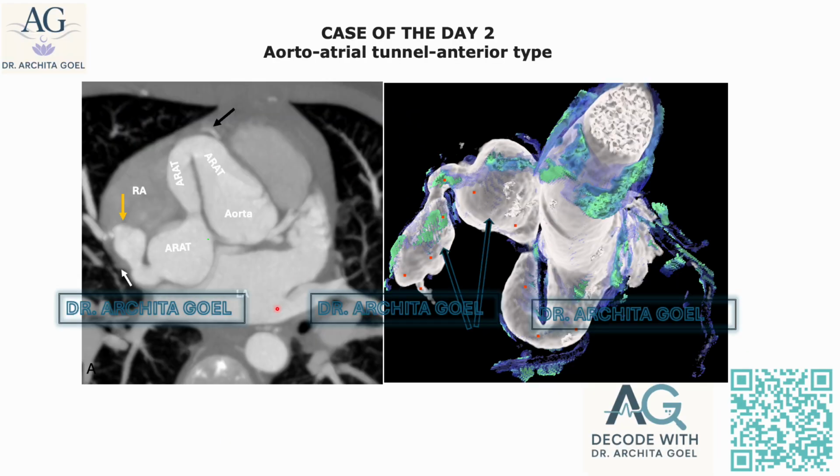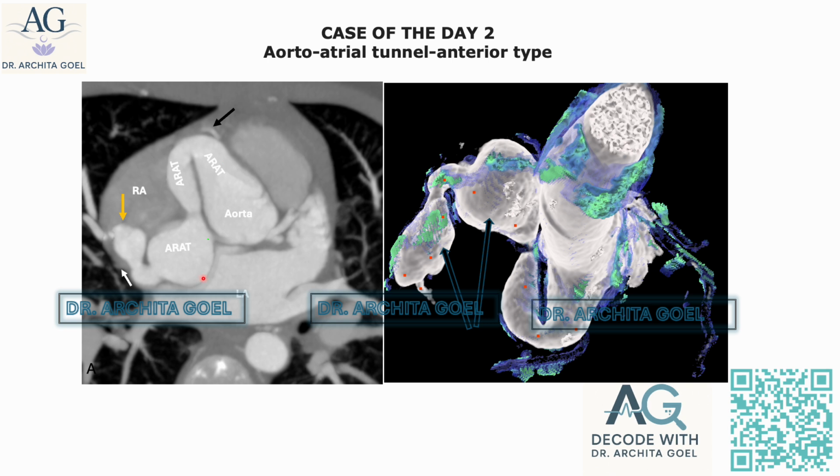CT angiography images show a vascular tunnel which is arising from the right coronary sinus, which is seen to track anteriorly, and then it takes an acute angulation. Thereafter, it tracks between the right atrium and the left atrium. It shows multiple dilatations and multiple stenotic areas, and thereafter it drains into the right atrium. This is a classical case of anterior type aorto-atrial tunnel, where we can see that the right coronary artery was arising from the tunnel itself.